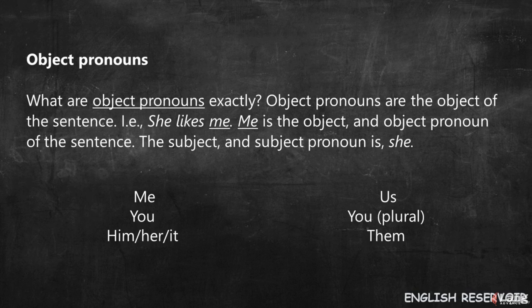Object pronouns. What are object pronouns exactly? Object pronouns are the object of the sentence, i.e., she likes me. Me is the object and object pronoun of the sentence. The subject and subject pronoun is she. Here are the object pronouns in English. Me, you, him, her, it, us, you, plural, them.